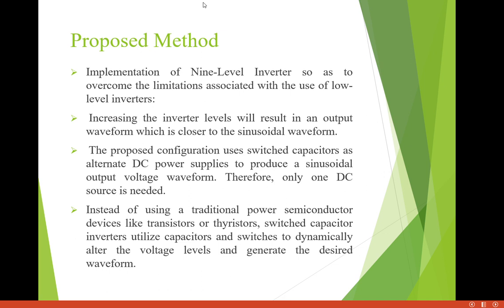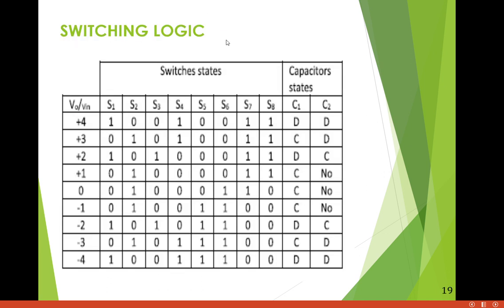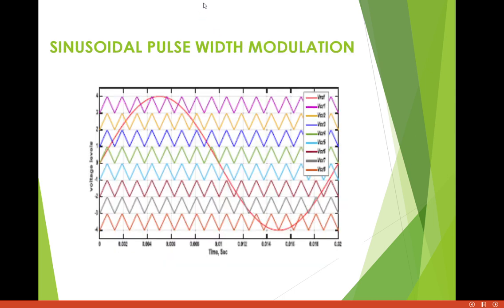Instead of using traditional power semiconductor devices like transistors or thyristors, switched capacitor inverters utilize capacitors and switches to dynamically alter the voltage levels and generate the desired waveform. And next, this is the switching logic states and capacitor states.